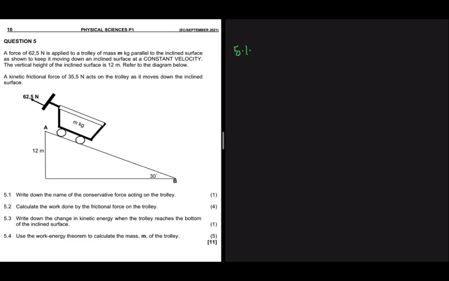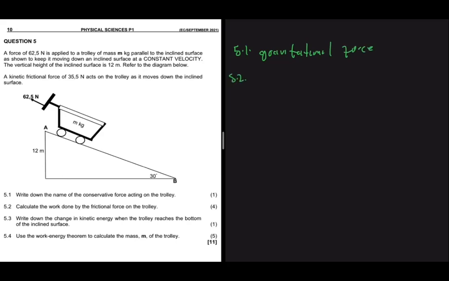So in our context, in our curriculum, we only have two conservative forces that we talk about, right? We talk about gravitational force and electrostatic force. Here in this instance, the only conservative force acting on this trolley as it moves down the incline at a constant velocity is gravitational force, right? Gravitational force. And we can move to 5.2.